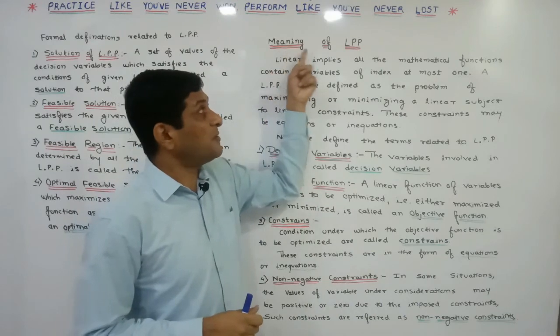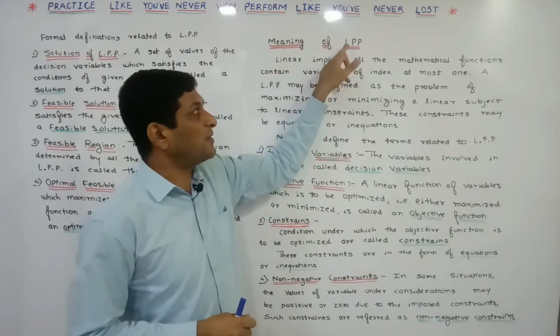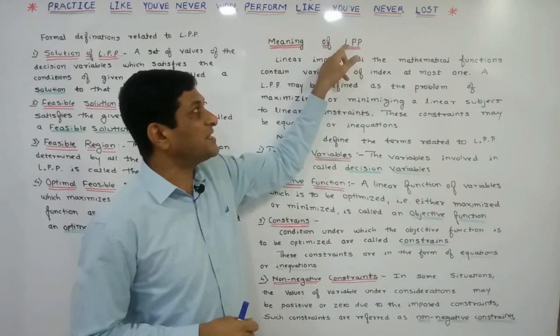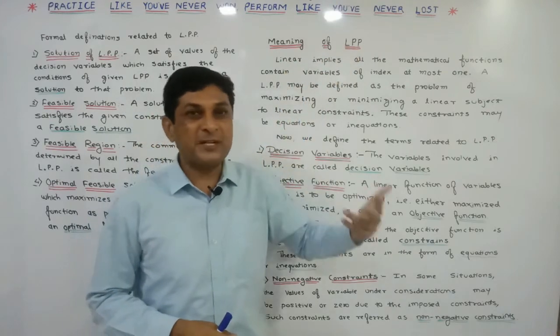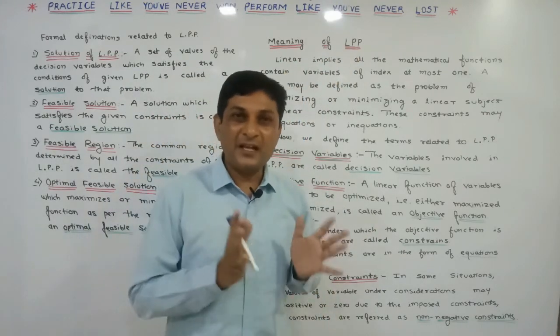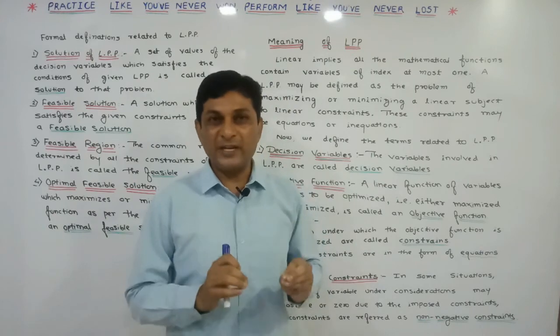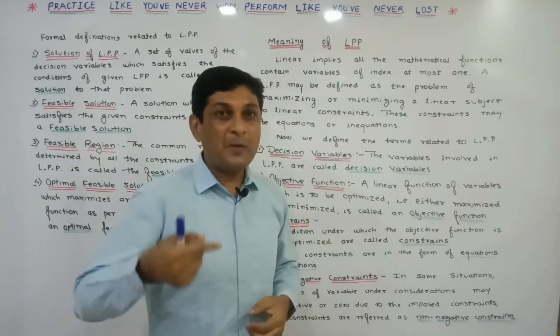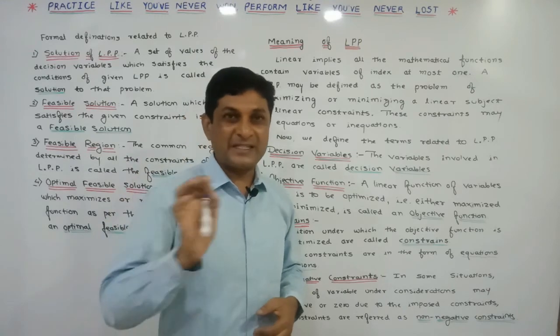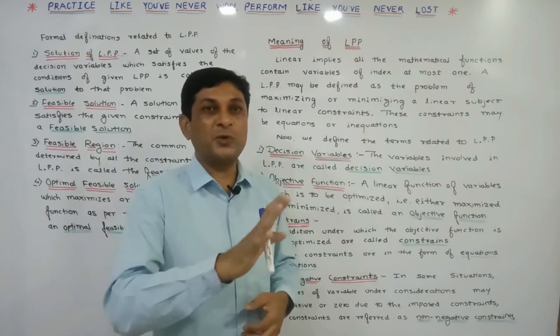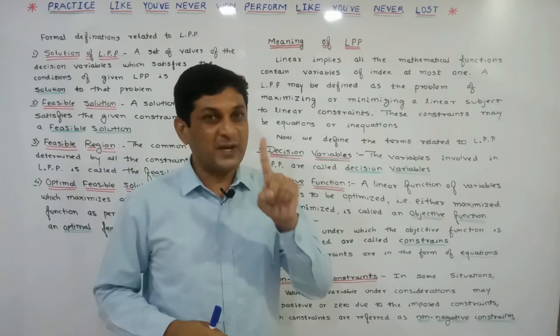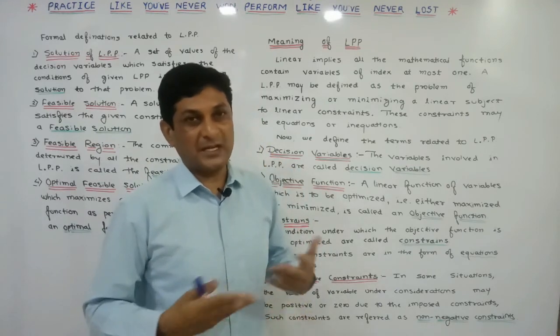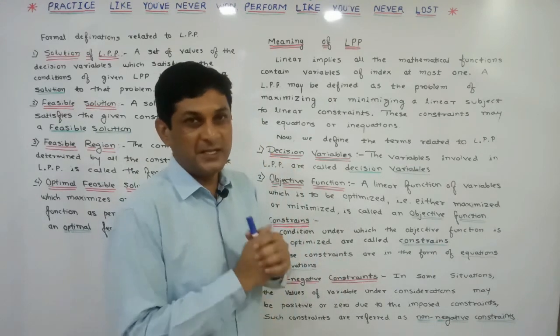So in the meaning of linear programming problem, what is the first letter here? L represents what? Linear. An algebraic expression or equation is called linear if its degree, meaning the power of the variable, which is also called the index or exponent of the variable, is 1. At that time the equation or algebraic expression is called linear.